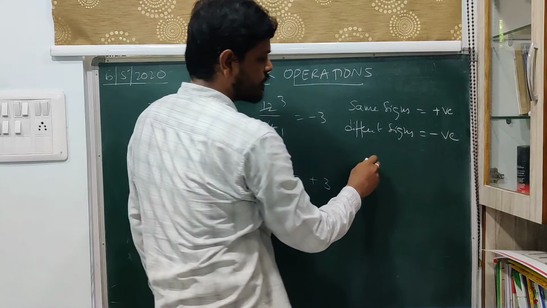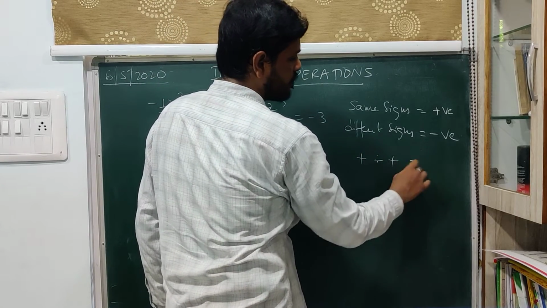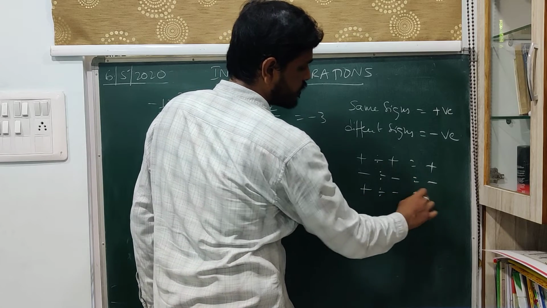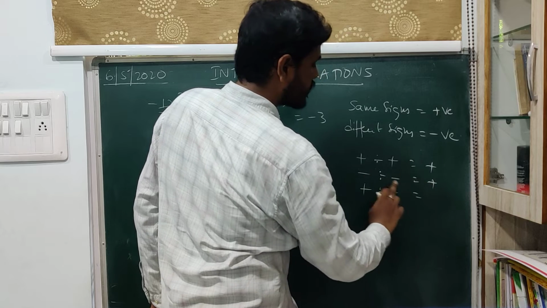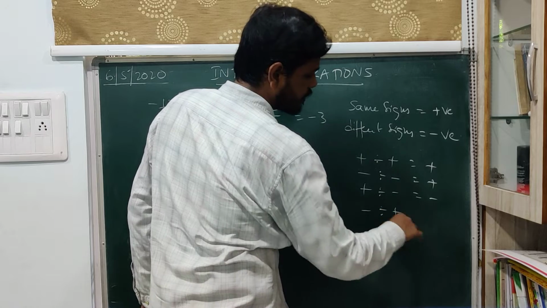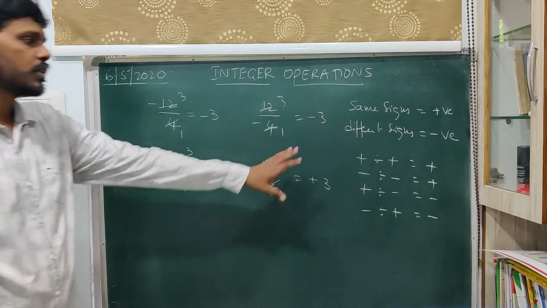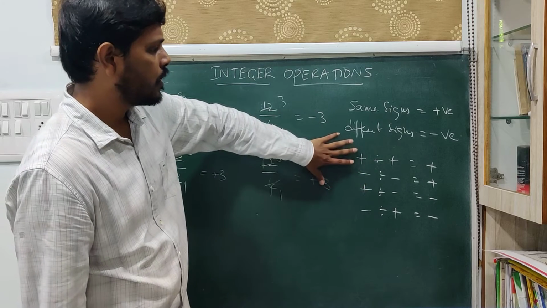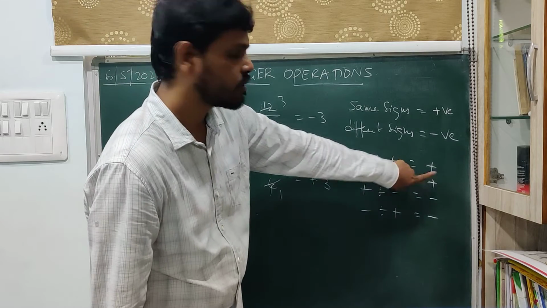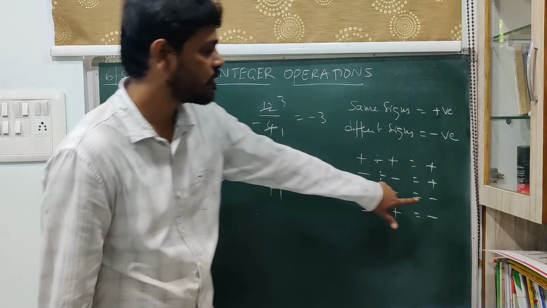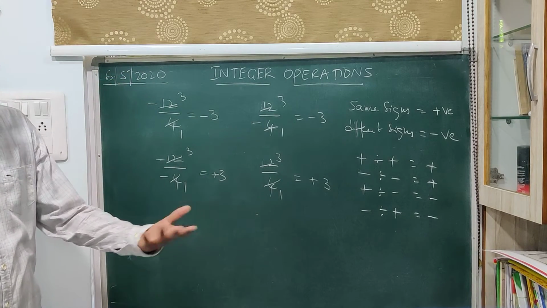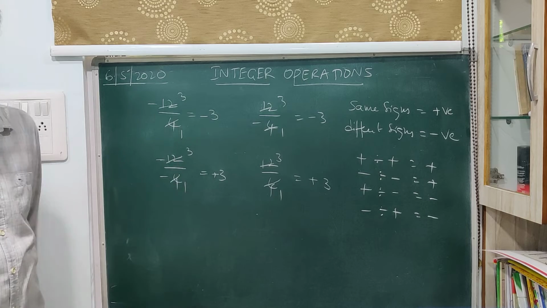Or you can also write the same rule in this manner: plus divided by plus is equal to plus, minus divided by minus is equal to plus, same signs, you will get a plus sign. Plus divided by minus is minus, minus divided by plus is minus. You can also put it in that form. That is simply to say, when you divide numbers of the same signs, you will get a positive number. When you divide numbers of different signs, you will get a negative number. That is the rule that applies for any two numbers, provided we are doing a division on them. So this is all about the division part.